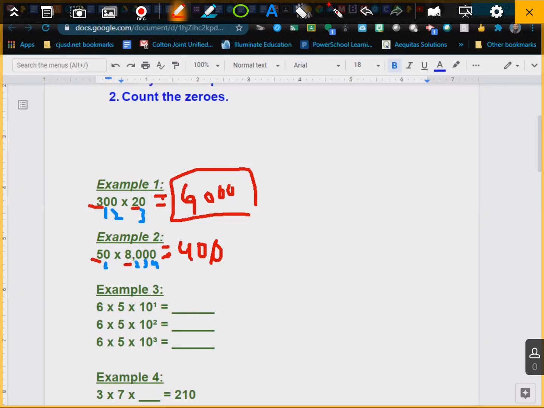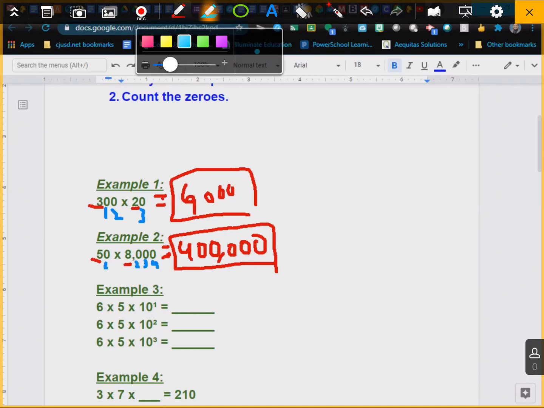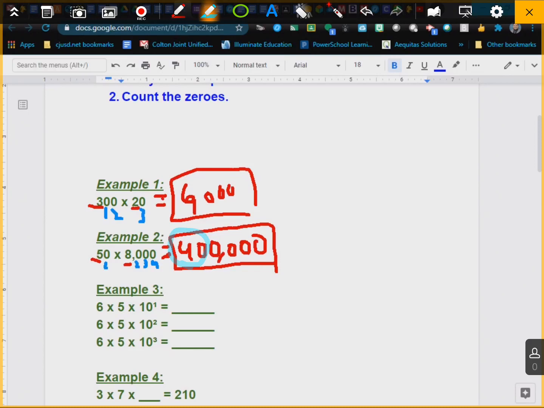1, I'll put a comma there. 1, 2, 3, 4. And I see that my answer is 400,000. Now you might be saying, Mr. Brown, there's 5 zeros there though. Aren't there only 4 zeros? Yes, but remember, we originally got 8 times 5, which is 40. So that's why there's an extra 0, because 8 times 5 equals 40. And then when you add those 4 zeros, it makes it 400,000.